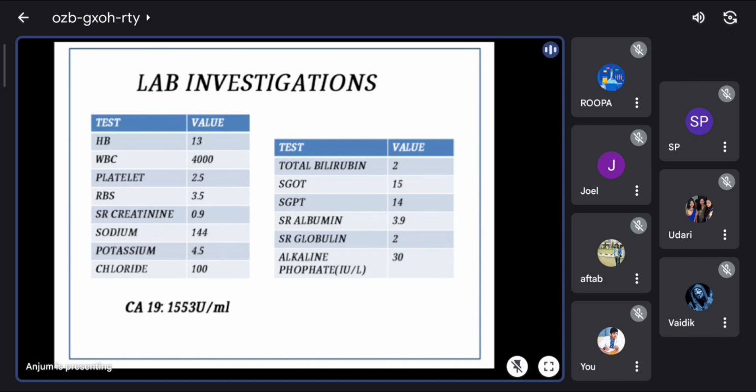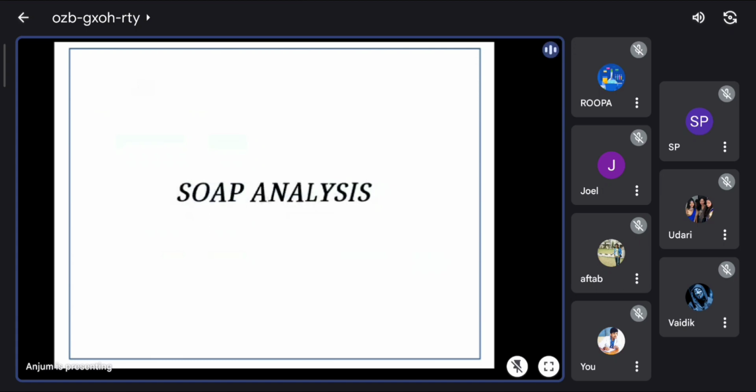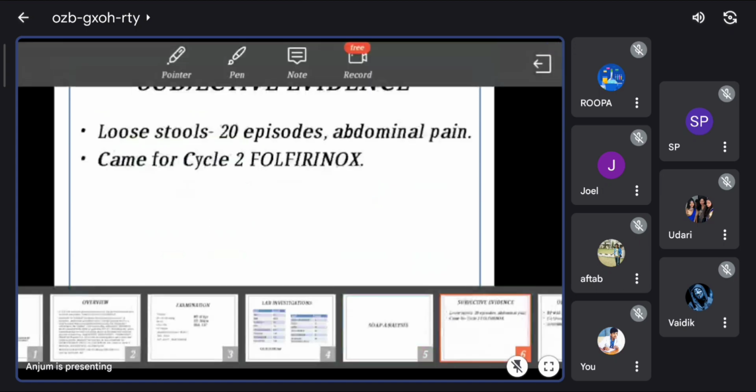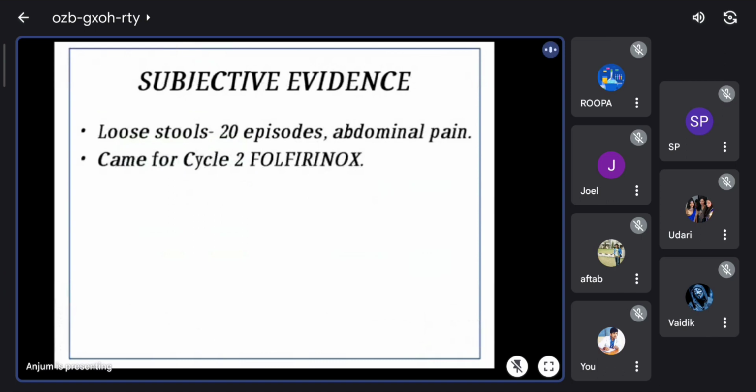His LFT was normal, his CBP was also normal, and electrolytes were also normal. So the SOAP analysis. The patient developed loose stools, though it was suppressed, but still it cannot be ignored. That too in onco patients, because in an onco patient even a slight increase or decrease in temperature cannot be ignored, because these patients are very weak and not immunologically strong. That's why I have considered it.